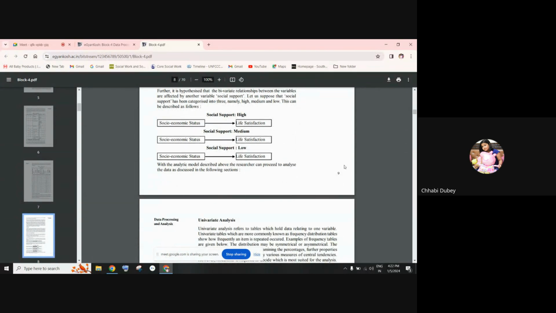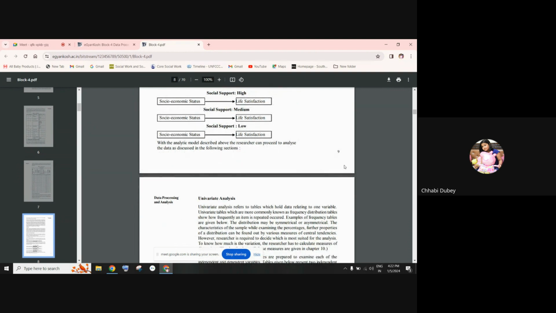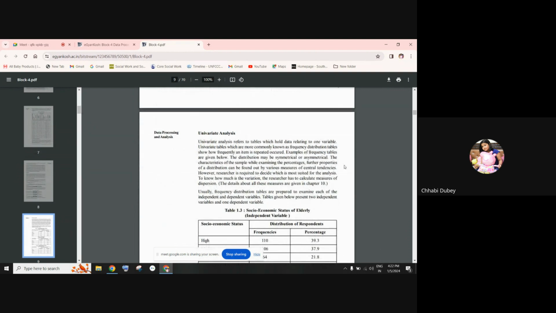The researcher, through this model, can proceed to analyze the data as discussed in the following section. So, this section will help us to understand how that analysis will be done. Now, in case of a univariate analysis, it's basically those tables which hold data relating to one variable. Univariate tables have data related to one variable, and these are also known as frequency distribution tables. They will show us how frequently an item is repeated.